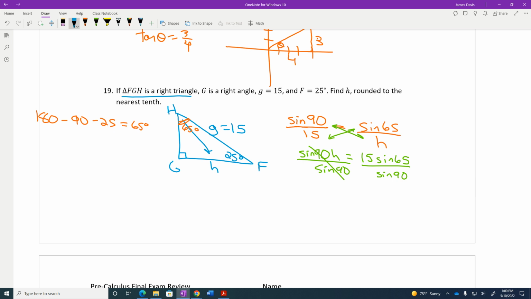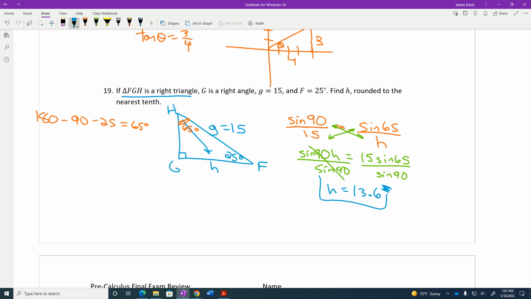So 15 sine 65. So make sure you close your parenthesis there to enclose the sine 65 divided by sine 90. You get 13.59. So h equals 13.59, or 13.6. Sorry, that's not degrees, that's that side.